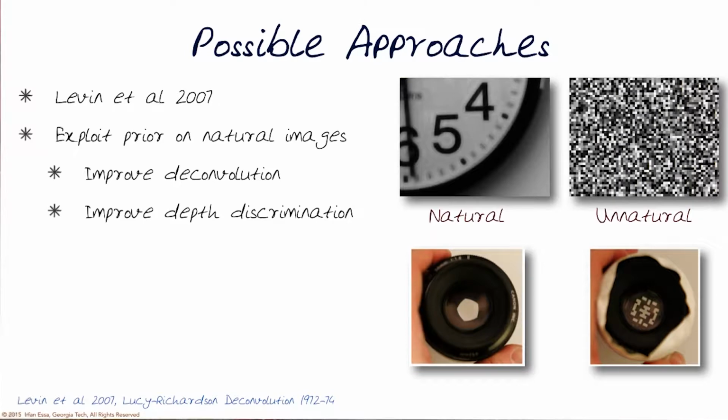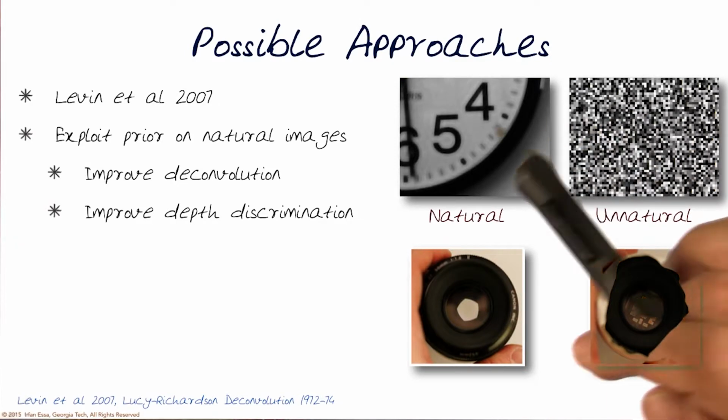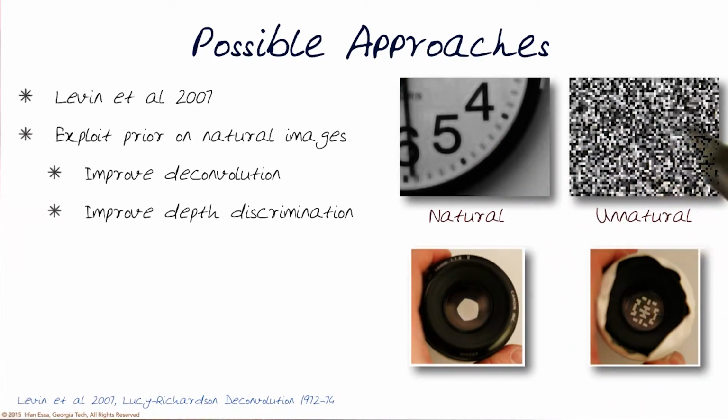Look at and model the types of signal deconvolutions that happen for natural images like this, and use that to figure out depth discontinuities and discrimination that will allow us to improve deconvolution and also depth estimation. So, natural images are scenes like this. Unnatural images would be random noise types of things.